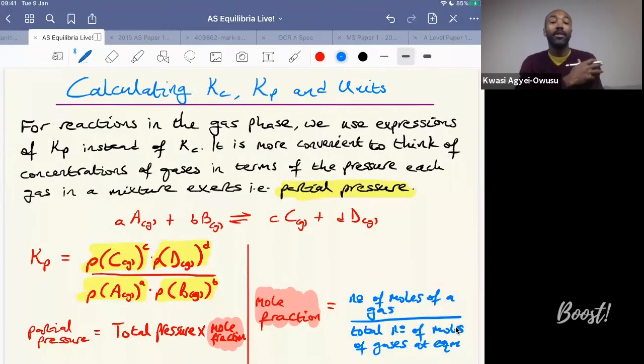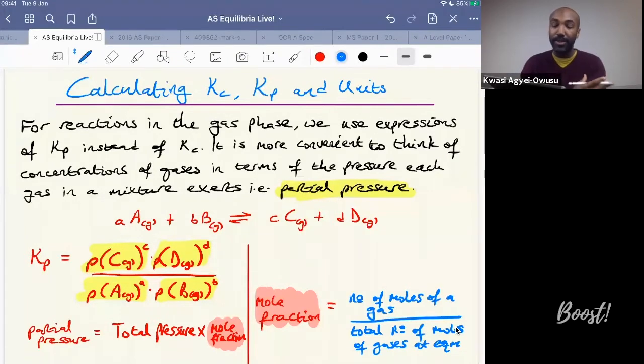Okay, so to work out Kp, we need to know what the partial pressures of the different gases in the mixture are. To work out what the partial pressure is, we need to know what the total pressure is, and we need to know what the mole fraction is for each of those gases. And to work out the mole fraction of each of those gases, we need to know the equilibrium number of moles of a particular gas and divide that by the sum of all of the moles of gases present, so the total number of moles of gases present. Okay, so let's put this into practice then.